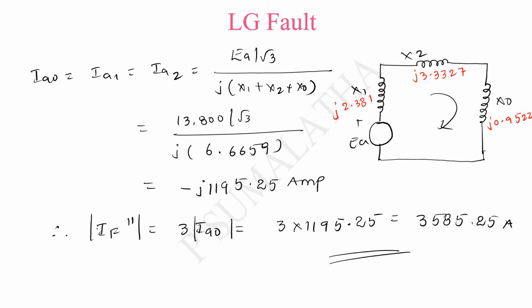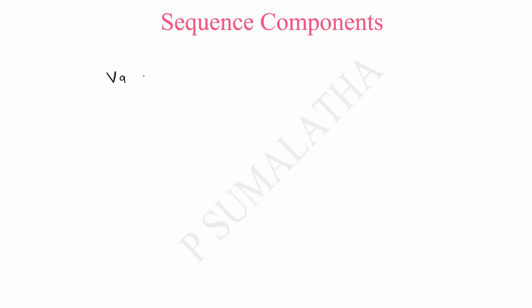What are the sequence components? The voltage measured across the positive sequence VA1, the voltage measured across the negative sequence VA2, and the zero sequence voltage VA0. So these voltages we should find out. We know VA1 is equal to EA minus IA1 into Z1, VA2 is equal to minus IA2 into Z2, and VA0 is equal to minus IA0 into Z0. In place of Z, we have a reactance. Directly you can substitute the reactance value in place of Z1.